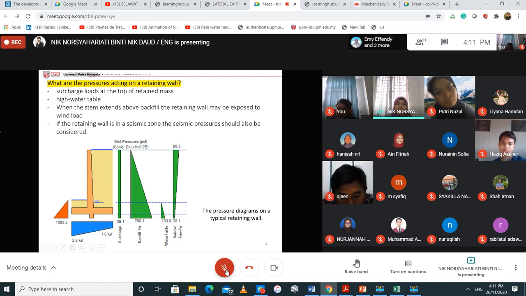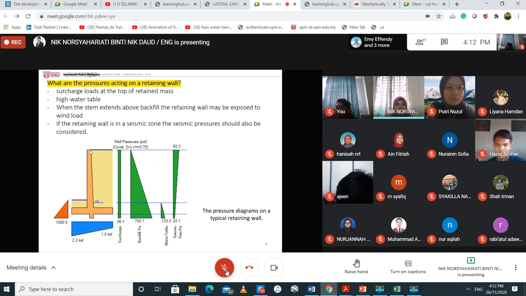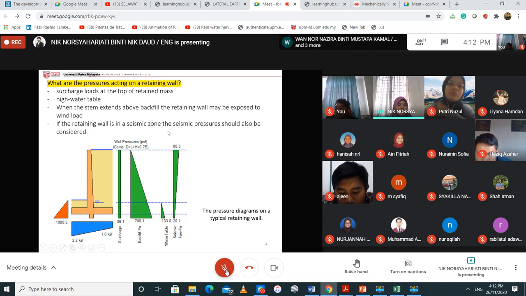Then another one, which I don't want to stress too much, but should be in the design. If you design the stem, which extends above the backfill, meaning it has a bit extra, you need to consider wind load, the exposure to wind, so you must calculate the pressures on that. Then another, more recent one: if an earthquake occurs, where the retaining wall you want to design is in a location with earthquakes, a seismic zone. For example in Sabah, if you suddenly get a retaining wall project there. Where in Sabah is the seismic point?